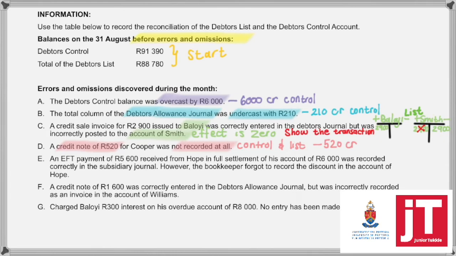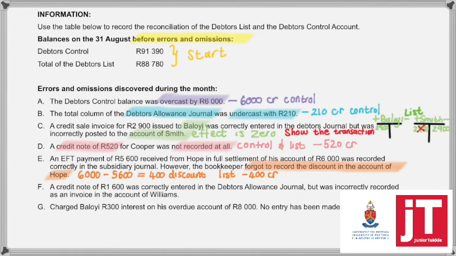Number E, an EFT payment of 5,600 Rand received from Hope in full settlement of his account of 6,000 Rand was recorded correctly in the subsidiary journal. So the journal is fine. Therefore, the control account is fine. However, the bookkeeper forgot to record the discount in Hope's account. So the difference between the 5,600 and the 6,000 is the 400 Rand discount. That was not recorded in Hope's account. So the list must minus with 400 Rand or credit with 400 Rand.